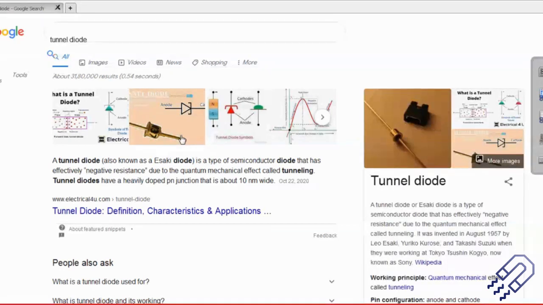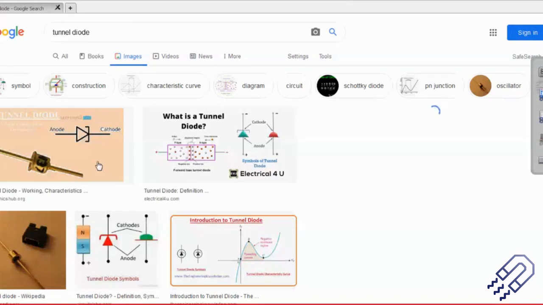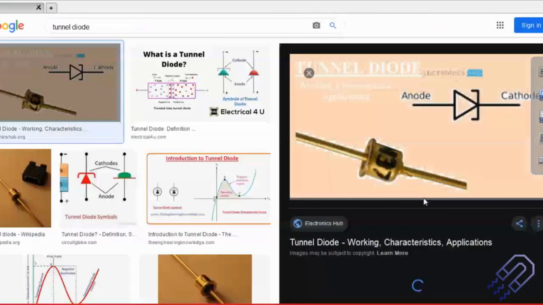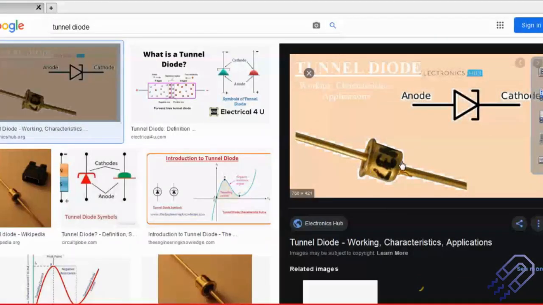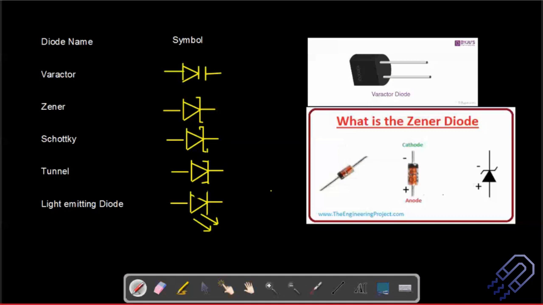If you look at an image of a tunnel diode, it will look something like this. You have more of a metallic structure, and this is exactly how a tunnel diode looks. So this is the image of a tunnel diode. You know the tunneling effect, which we know from quantum mechanics; these kinds of effects are applicable in the tunnel diode. And then finally we have got the light emitting diode.